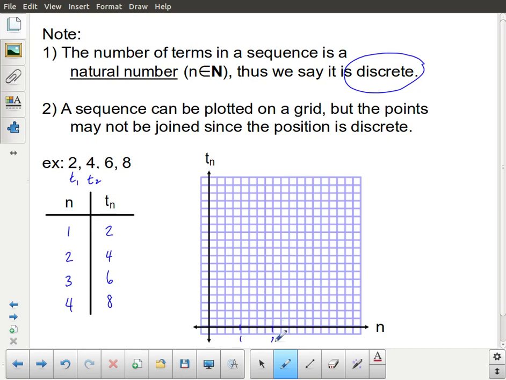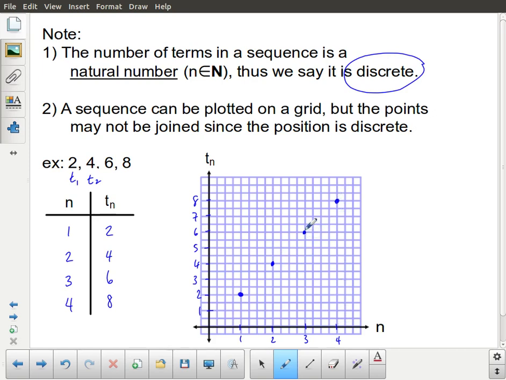So I could, for example, 1, 2, 3, 4, and then vertically I have to go up to 8, so I think that should be my scale. 1, 2, 3, 4, 5, 6, 7, 8. And now I plot my points. When n is equal to 1, my term is actually 2. And when n is equal to 2, my term is 4. And when n is 3, the term is 6. And when n is 4, the term is 8.